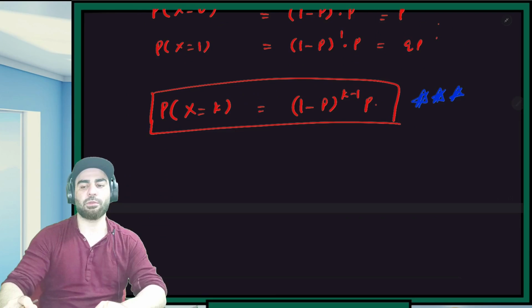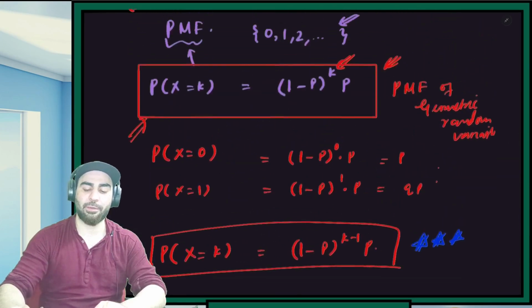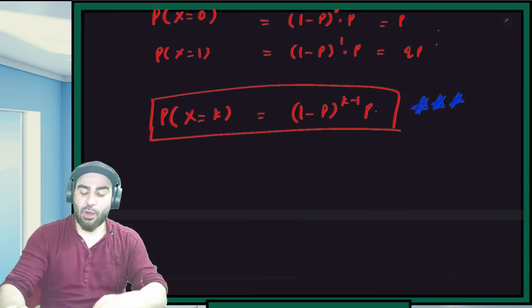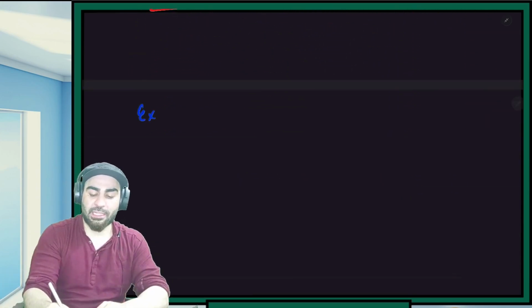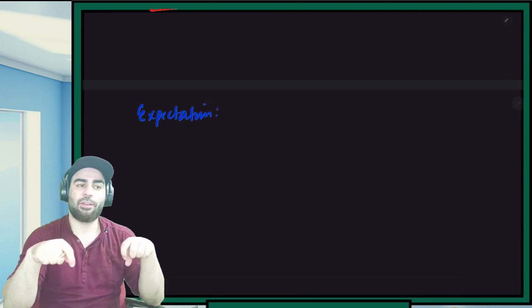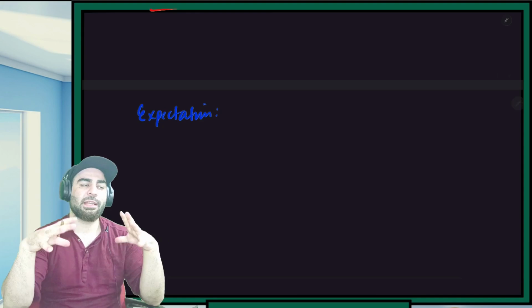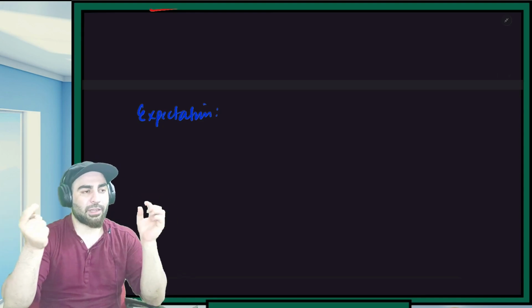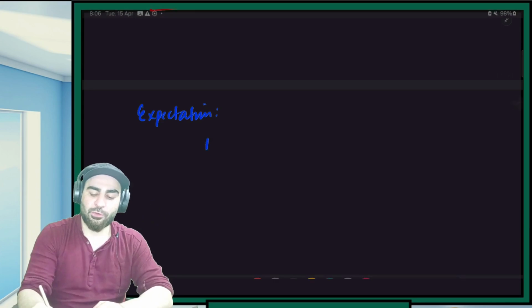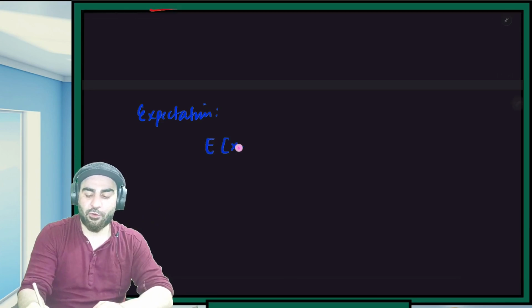Once we know about a random variable and a PMF, we know how to compute the CDF from the PMF. Now we also know how to compute expectation. So what is expectation? What is the value that I can expect? If a process follows, let's suppose, a geometric distribution, what's the value that I can expect? We'll see how to compute it. Do you know the formula of expectation? The formula of expectation is this.